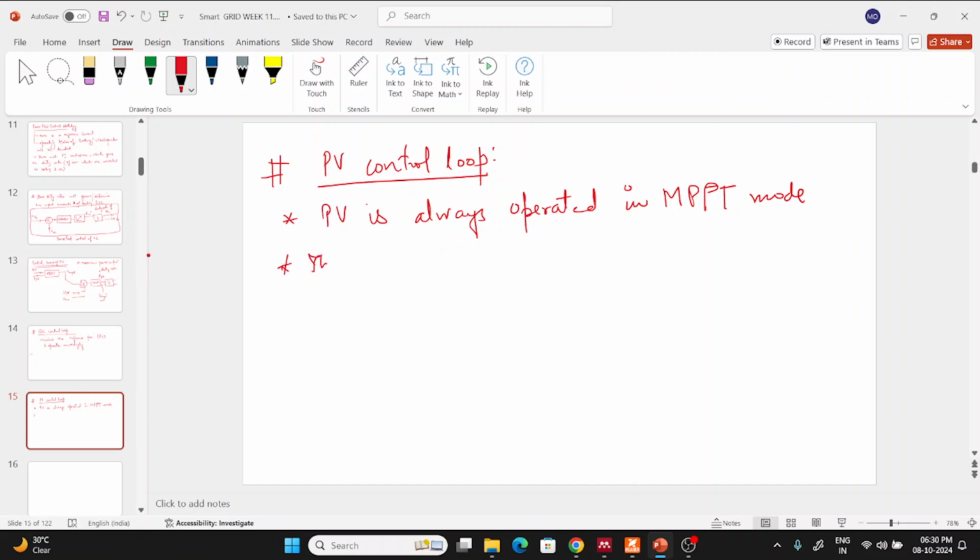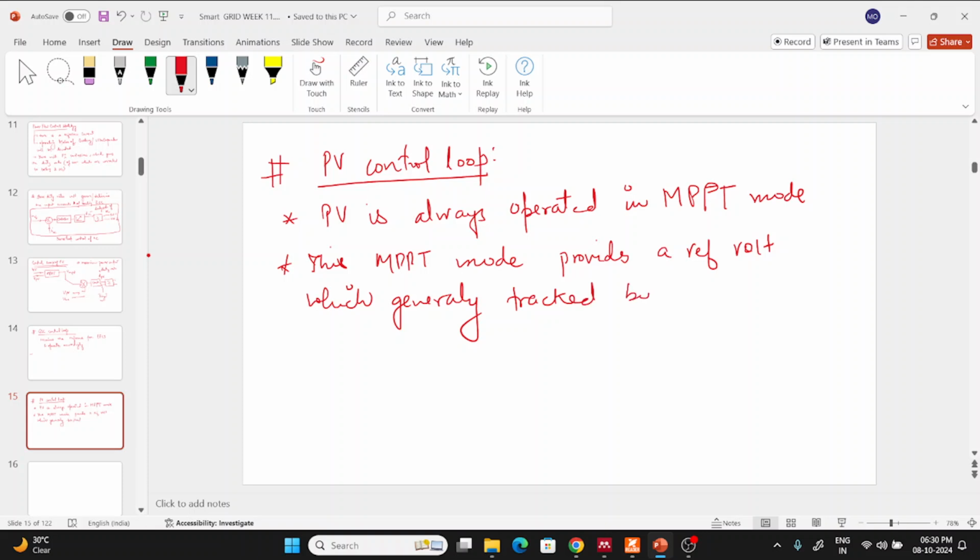This MPPT mode provides a reference voltage, which is generally tracked by the voltage source.